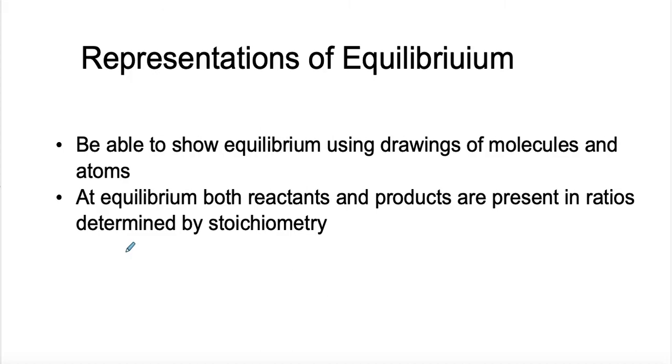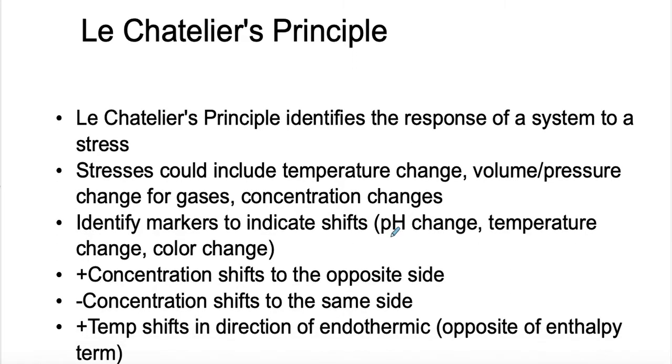Representations of equilibrium. All right, so you should be able to show equilibrium using drawings of molecules. If you have your initial conditions here and then your equilibrium conditions, you should be able to show using the molecules of your reactants and your products what it looks like at equilibrium. At equilibrium, you're going to have both reactants and products, depending upon stoichiometry. So if your A and B turn into 2 C's, you should have double the C's for every A that you are losing. So you should be able to draw the molecules in your initial and equilibrium concentrations, or halfway in between. All right, Le Chatelier's principle.